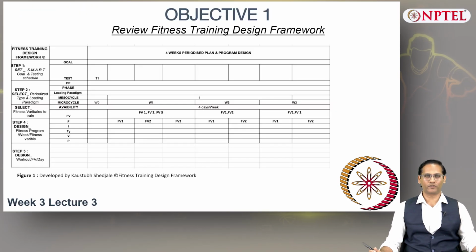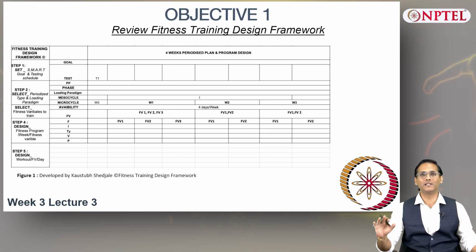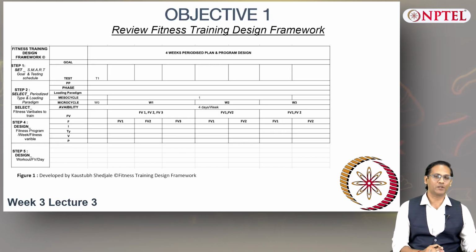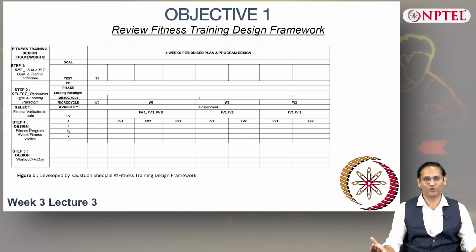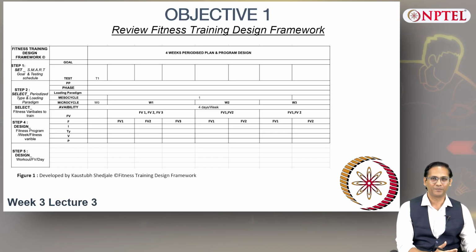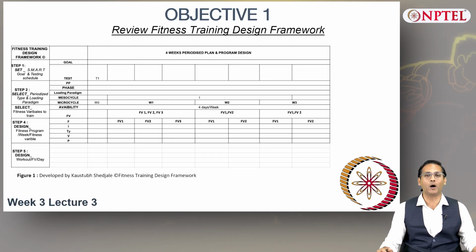Now let's start with objective number 1. Recollect the fitness training design framework, which was introduced in week 2. Now we are going to use this framework to learn to design a program, a fitness program. Now this program design structure has 5 steps. So since it's a step, you cannot skip anything and you have to follow the given sequence. So the first step is you set a measurable and time bound goal.